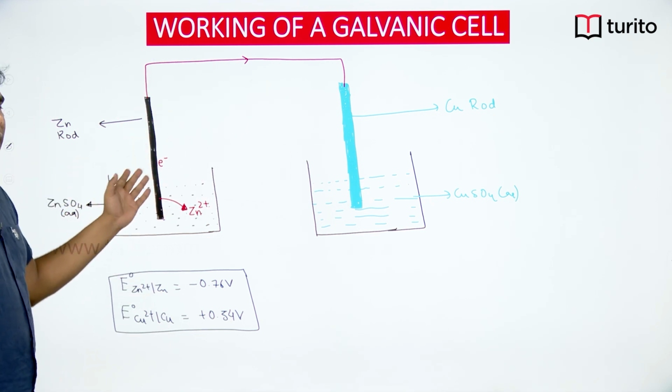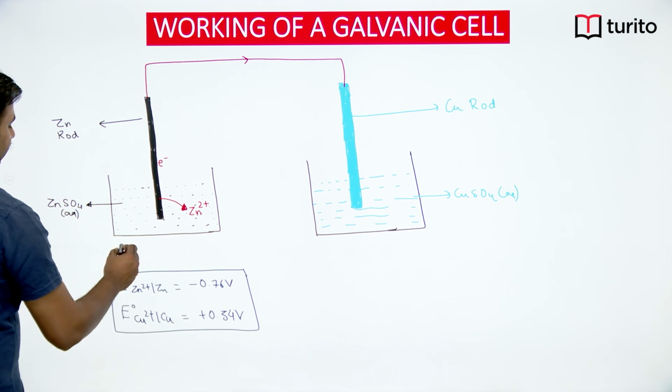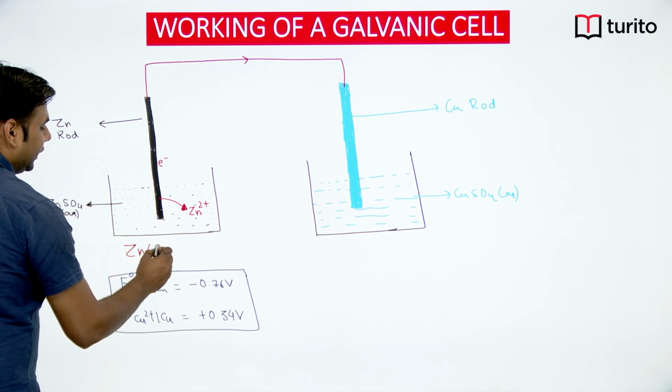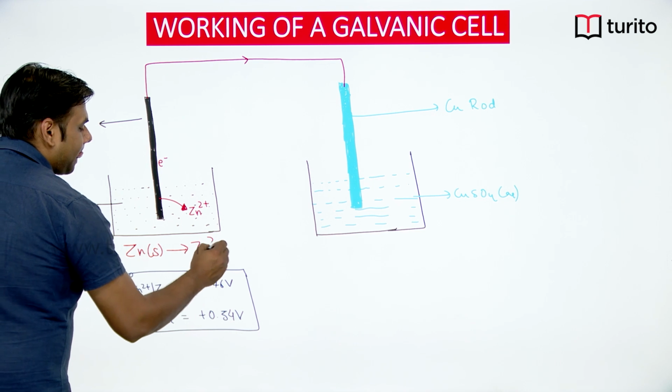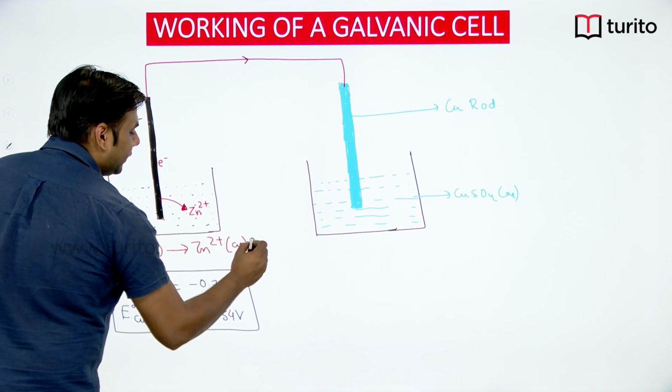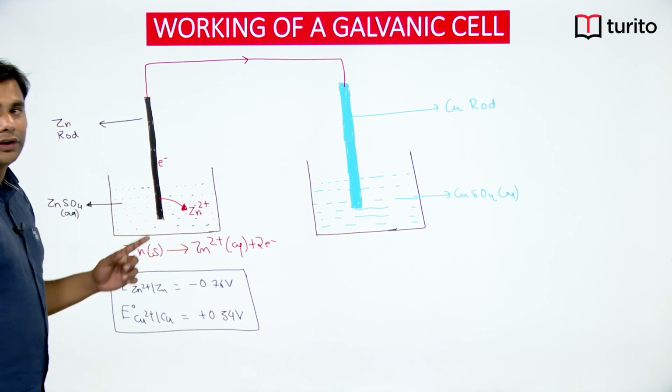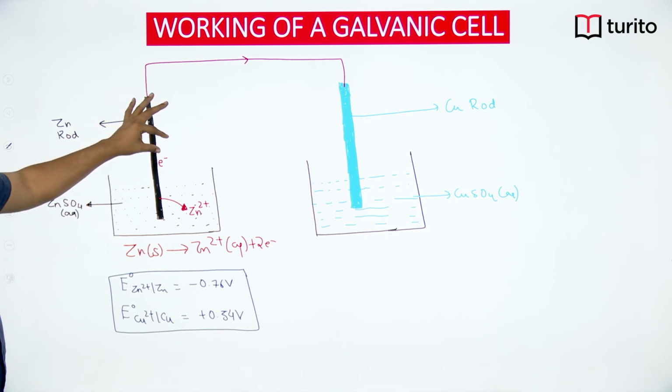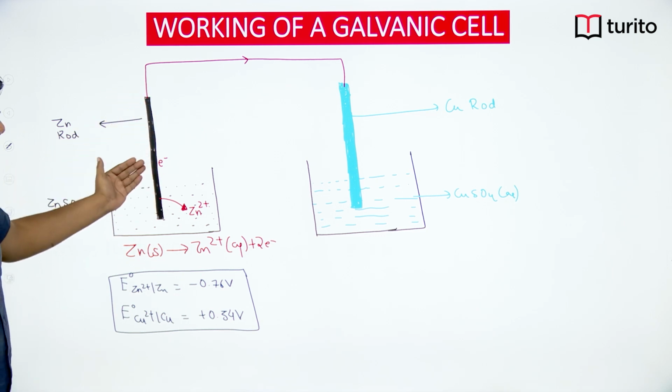So we'll say that zinc is continuously oxidizing. So we'll say that zinc is changing into zinc 2 plus. The zinc 2 plus will pass into the solution, the electrons would remain on the rod. So after some time, what would happen?